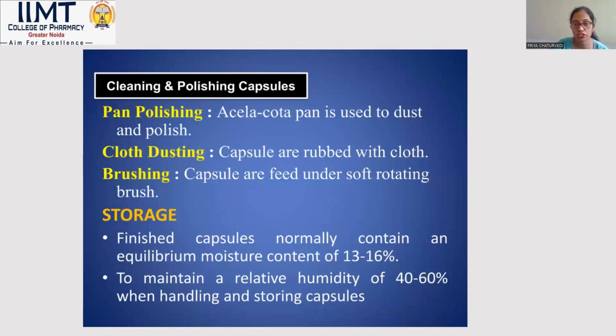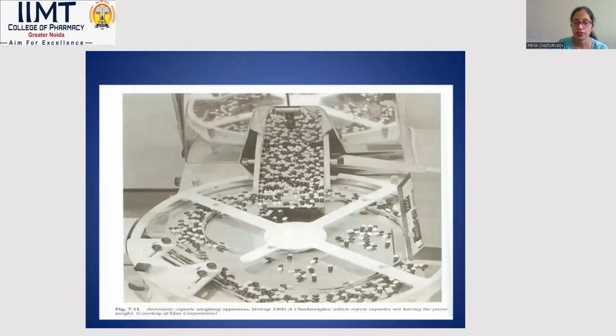Now, cleaning and polishing of the capsule. Pan polishing. Accela-Cota pan is used for dusting and polishing. Cloth dusting is done with the help of cloth which is rubbed on the capsule. Brushing is done by rotating the brush on the capsule. Storage. The finished capsule normally contains an equilibrium moisture content of 13 to 16%, to maintain a relative humidity of 40 to 60% when handling and storing the capsule.